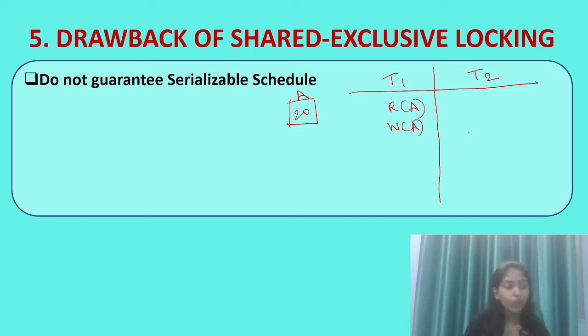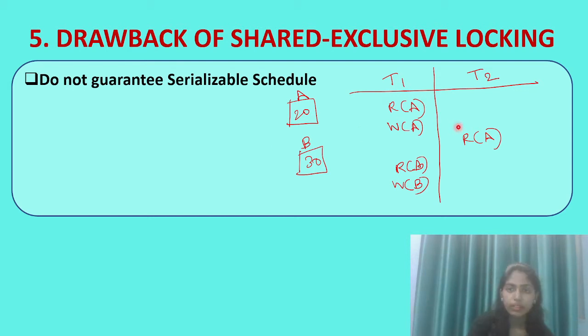And T2 wants to only read the value inside the data item A. Now again T1 wants to read and write the data item B, whatever value is present inside data item B. Now what is happening over here? First T1 will read and write the value inside data item A. Then T2 will read the value from data item A. Then again T1 will read data item B and write into data item B. So first T1 is happening, then T2, then again T1. It is happening one after another in a loop.